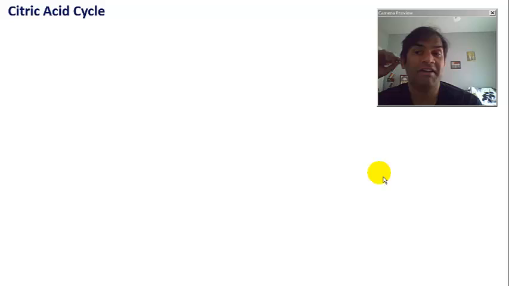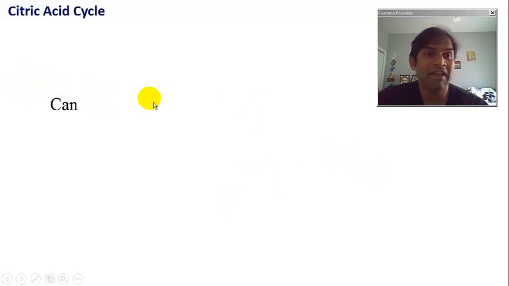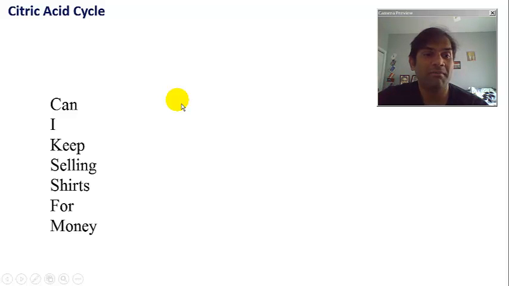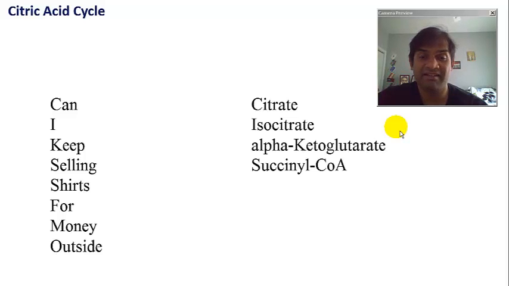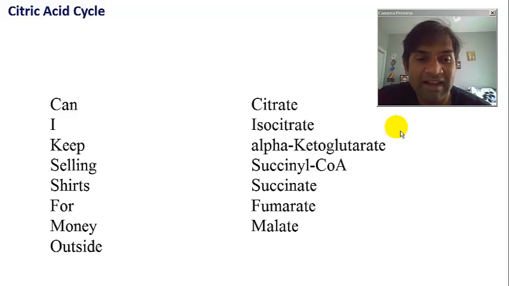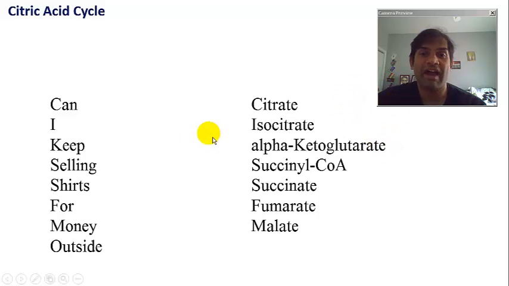So there are ways to actually memorize the intermediates in the citric acid cycle. One that I like to use is this mnemonic. It is can I keep selling shirts for money outside. The CAN stands for citrate, the I stands for isocitrate, the keep stands for alpha ketoglutarate, the SN stands for succinyl-CoA, the S stands for succinate, F stands for fumarate, M is for malate, and then from malate we go to O, which stands for oxaloacetate.